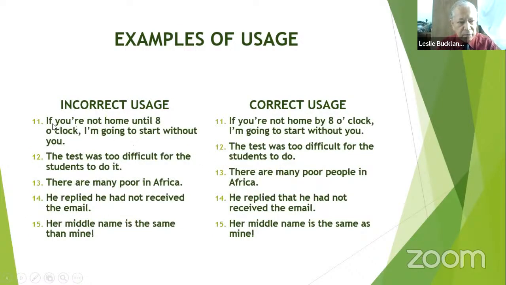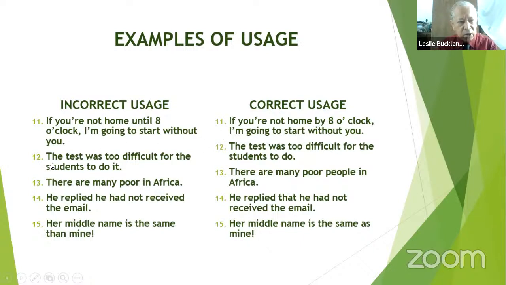Incorrect usage number 11: If you're not home until 8 o'clock, I'm going to start without you. This sounds like a follow-up sentence from number 10, where the person replies to the one who says, do not eat until I get home. However, in the correct usage, we don't usually say until, but we say by. If you're not home by 8 o'clock, I'm going to start without you.